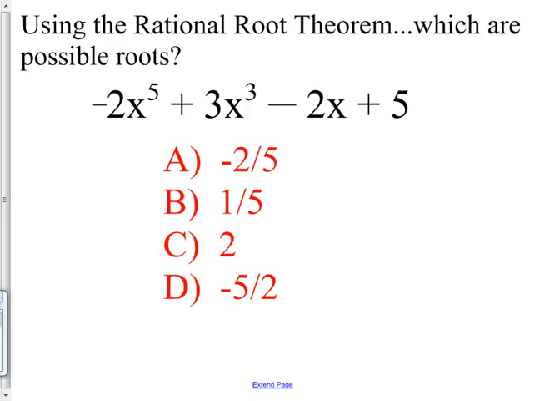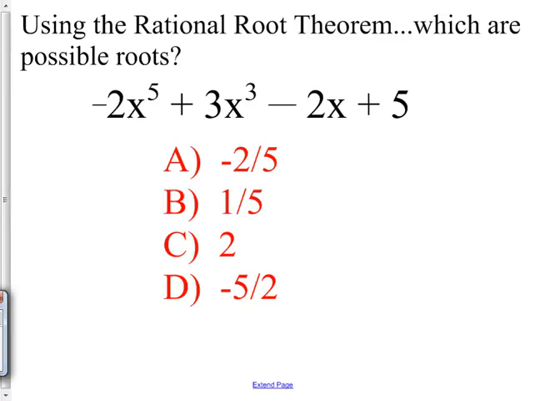Using the rational root theorem, which is, by the way, F con over F co. Factors of the constant over factors of the coefficient. Figure out which of these could be a root. Don't say it. Figure it out. Write it on your screen. I'm going to pause while you do that.